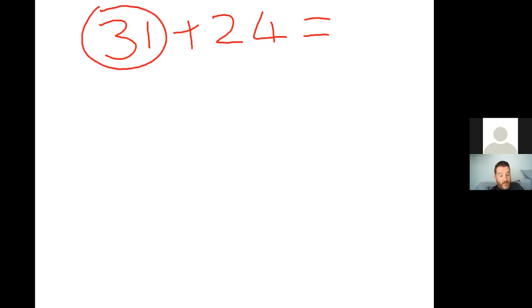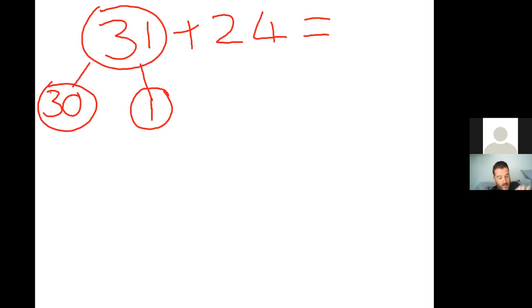Say I have a question like this: 31 add 24. What we're going to do today is look at how we partition up these numbers. For example, in 31 we've got 2 parts, haven't we? We've got the tens part, which is 30. Remember, it's 3 tens, but that's not 3, that means 30, doesn't it? 3 tens. And it's got the ones part, which of course is 1 on its own.